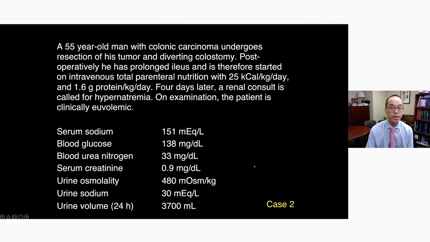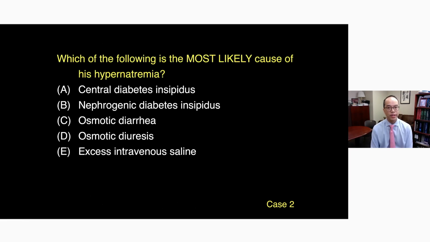And the question is, which of the following is most likely to cause his hypernatremia? Is it central diabetes insipidus, nephrogenic DI, osmotic diarrhea, osmotic diuresis, or excess intravenous saline? And the answer is osmotic diuresis.